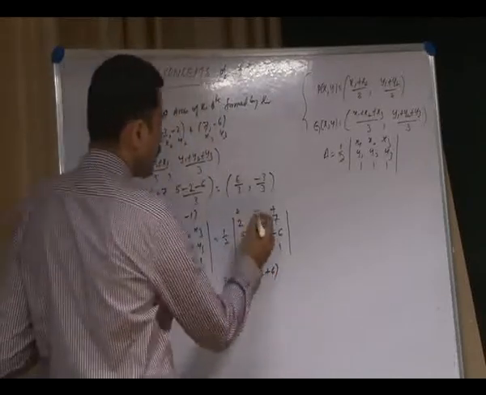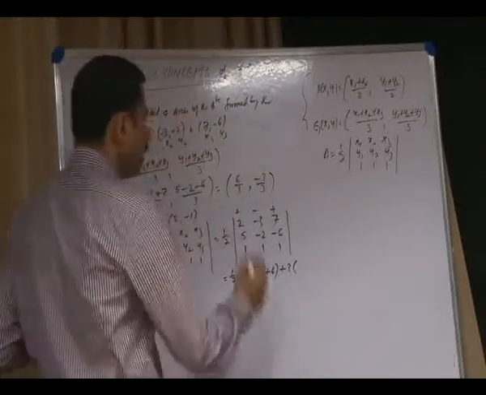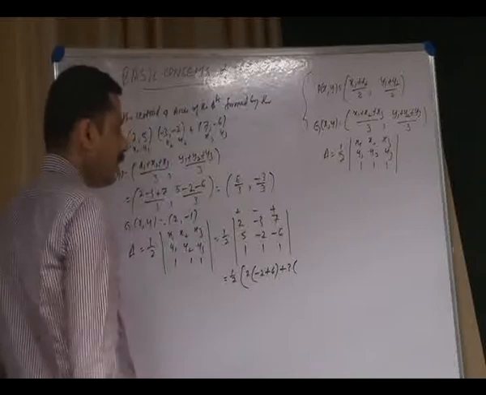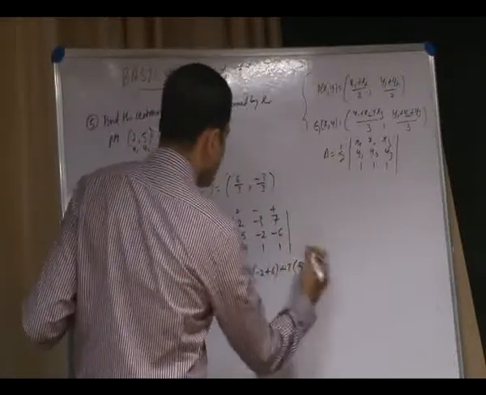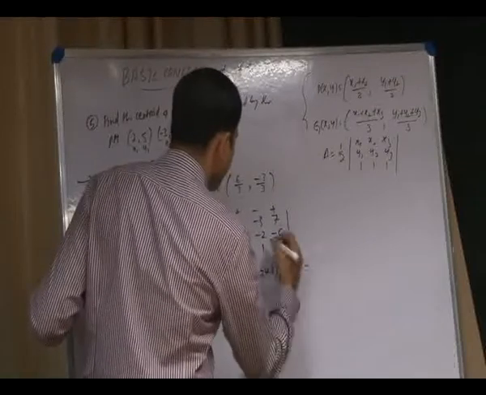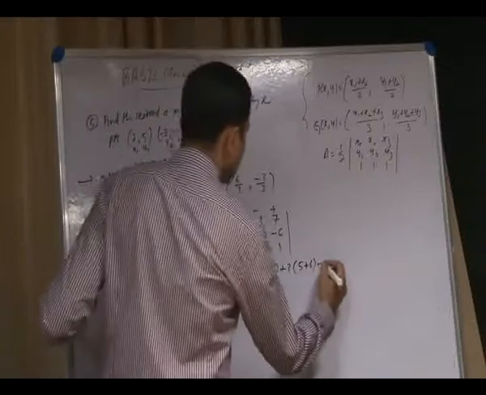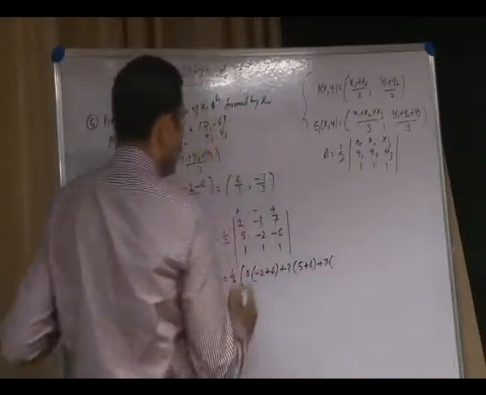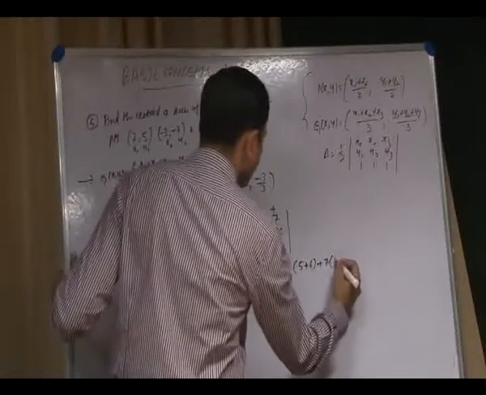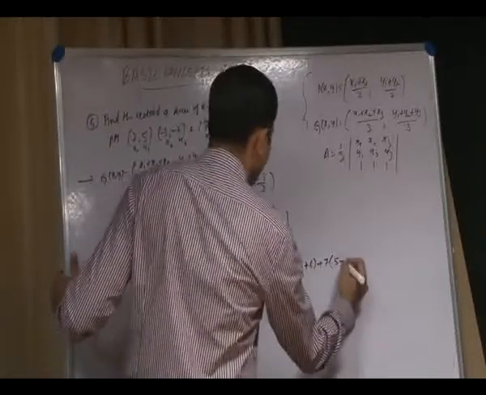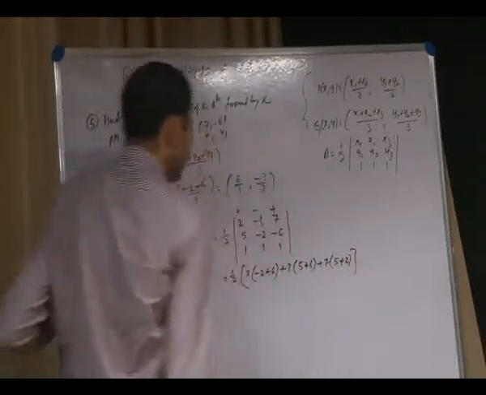Then here minus of minus 3 is plus 3 only, into, by eliminating the first row and second column we get 5 into 1 is 5, minus 6 into 1 is minus 6. So, minus of minus becomes plus 6. Plus 7 into, eliminating the first row and third column, 5 into 1 is 5, minus 2 into 1 is minus 2. So, minus of minus becomes plus 2 here.